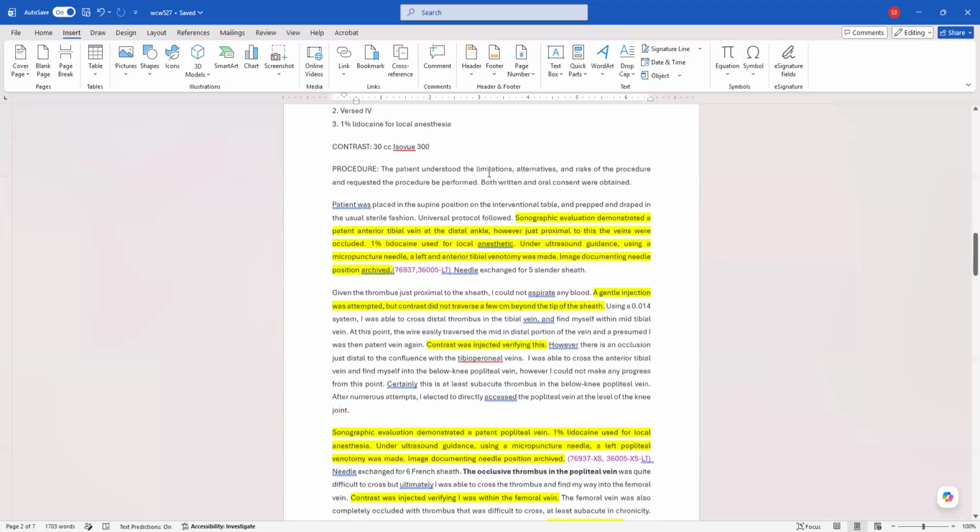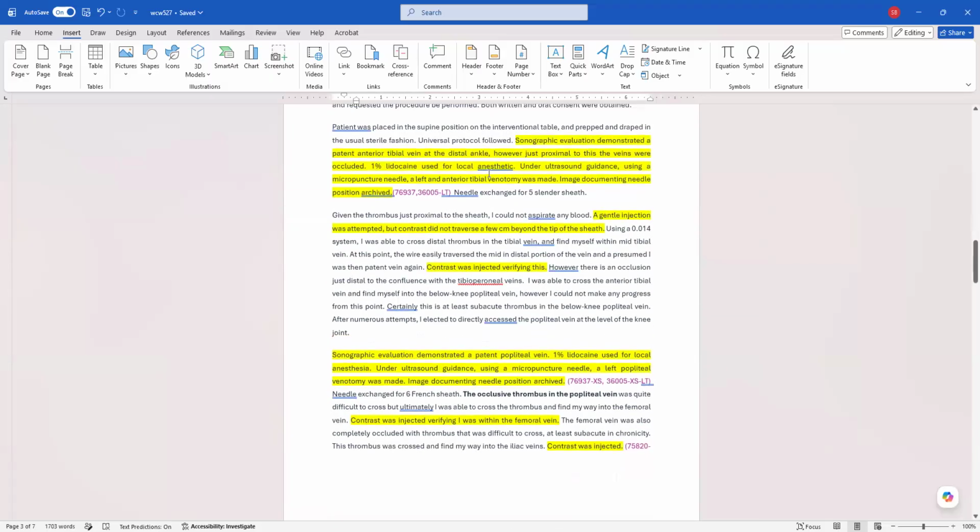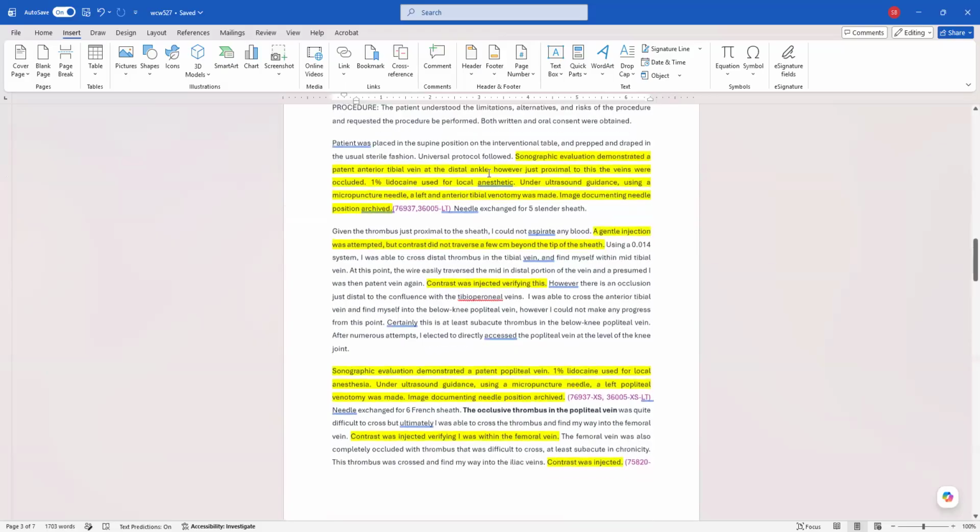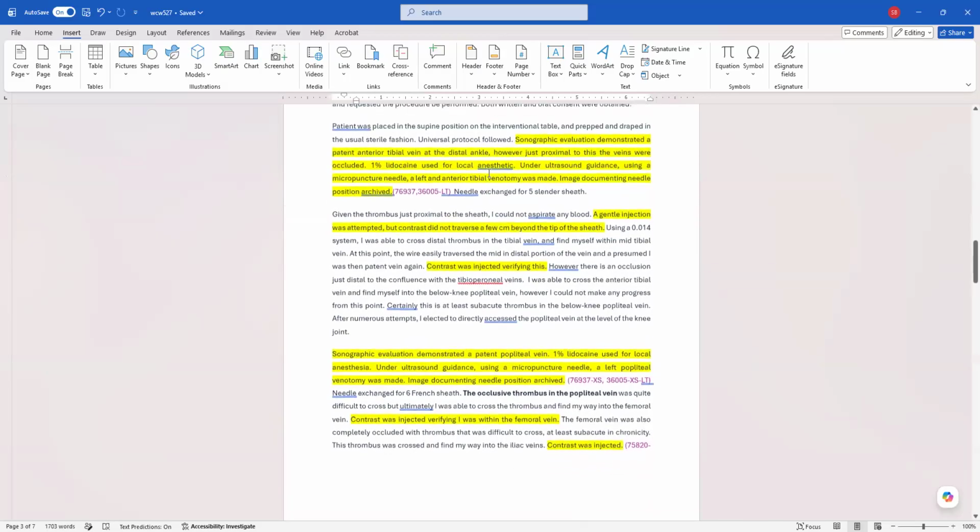So when we jump down into the procedure details, we see in this first paragraph the ultrasound evaluation of the anterior tibial vein. That's documented there, and we have our documentation requirements: it mentions the patency. We see visualization under ultrasound guidance, and then we have the image documenting needle position archived.